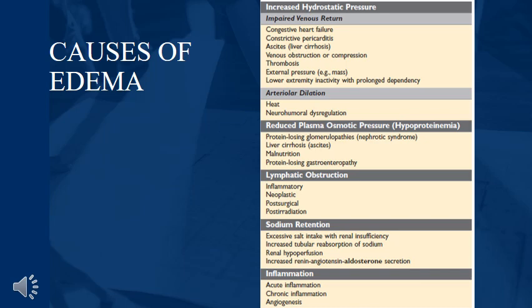Sodium retention and water retention are also very important, because there are two mechanisms involved. First of all, renal hypoperfusion and the renin-angiotensin-aldosterone secretion. These are physiological mechanisms. When excessive salt intake occurs with renal insufficiency, sodium remains in the body, and then it will cause edema. We will discuss all these things in our coming slides.